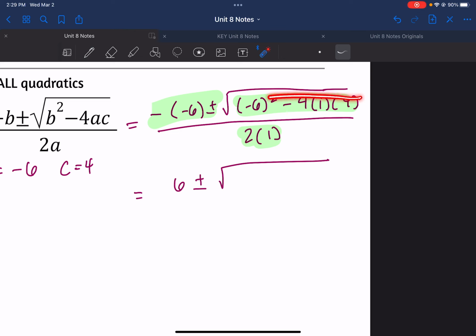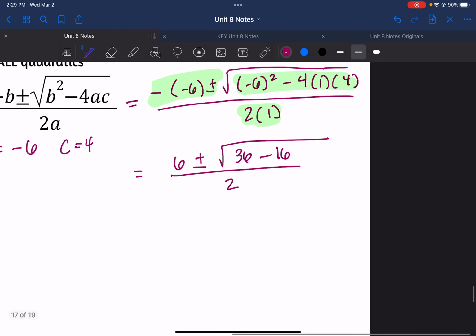Now I need to simplify everything under the radical. What is -6 squared? That is 36. And what is -4 times 1 times 4? That is -16. And then in the bottom we have just 2. One more step. Let's simplify what's under the square root. I have 6 plus or minus the square root of 20 over 2. Now, we would think we're done here, but we're not.